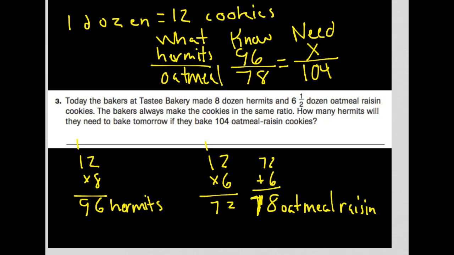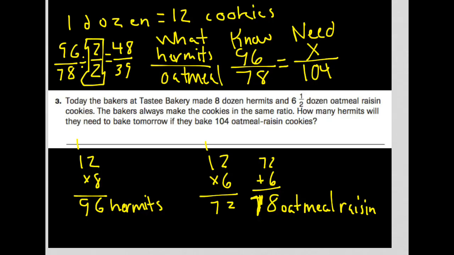So something I can do as well before I start this, because these are some pretty big numbers, I'm going to take 96 over 78 and try to simplify that. So if I divide it by 2, use my 1z to simplify 96 over 78, I get 48 over 39.